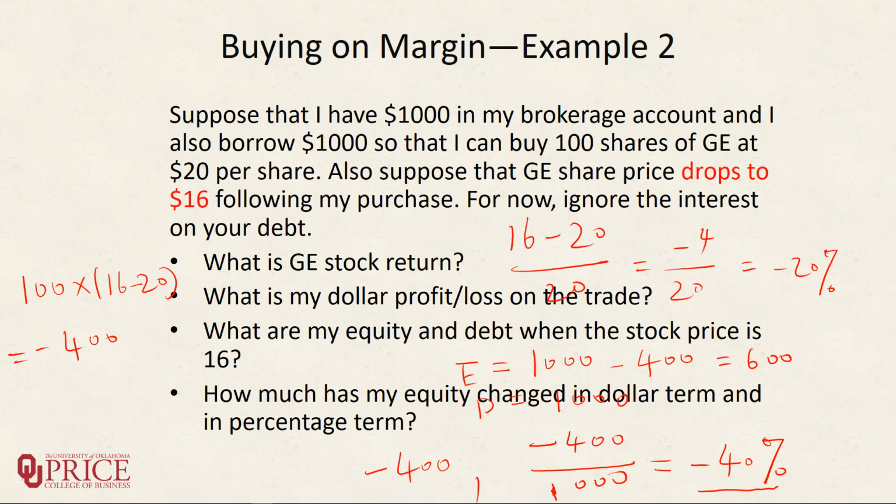So again, the stock price just dropped 20%, but because I used margin to trade, the return on my own money is actually negative 40%, so I doubled the loss here. In the previous case, in example 1, I doubled the gain. In this case, I doubled the loss. Right?